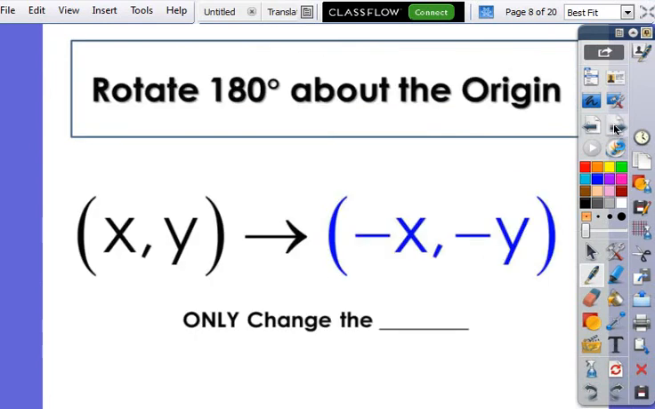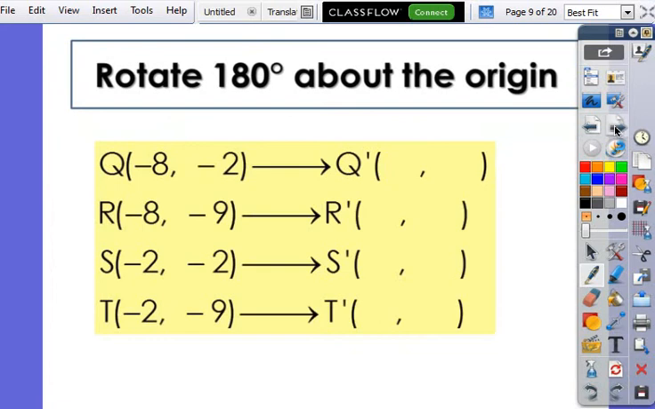180, what do we do? Change both of the signs. Only change the signs. Do you need to say 180 clockwise or counterclockwise? No, because it's going to be in the same spot. So what would I do here? All you're doing is change the signs.